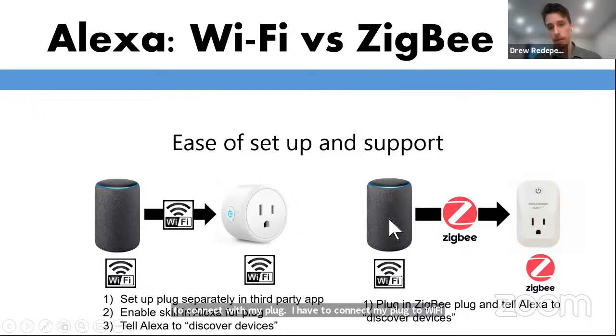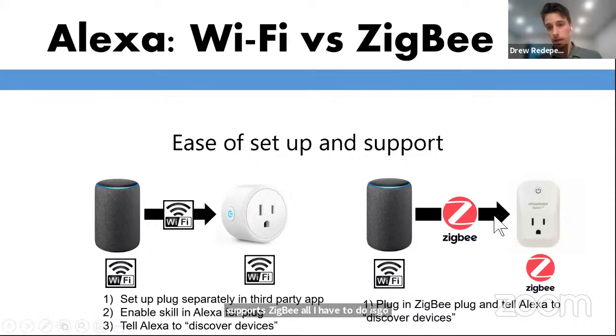and then enable a separate skill in Alexa in order for my Alexa to discover my Wi-Fi plug. However, with ZigBee-based devices, if I want to set up a ZigBee-based device in my home and I have an Alexa that supports ZigBee, all that I have to do is plug my plug into the wall, go over to my Alexa device and say, Alexa, discover devices, and it finds the device.